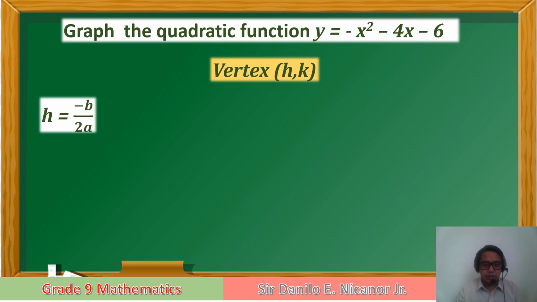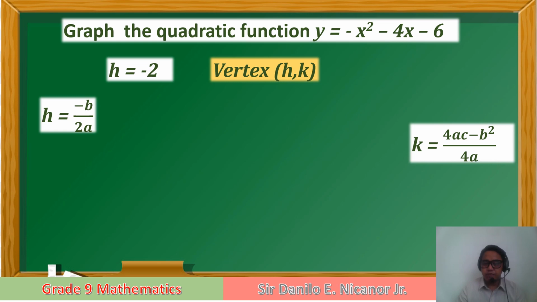So again, for the vertex, let's get our formula. And A here is negative 1, B is negative 4, and C is negative 6. Pause the video and solve the vertex. If your answer is this, let's give ourselves a round of applause. You're correct. If your H is negative 2, then solve for K.